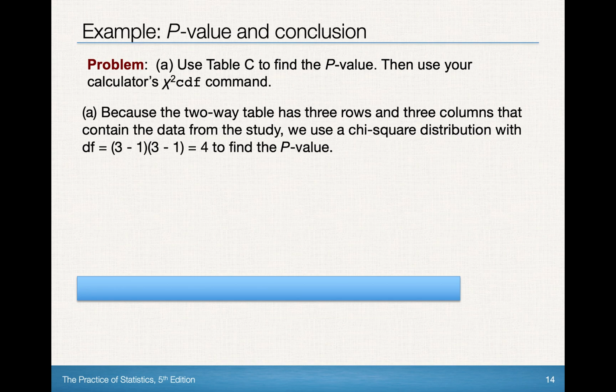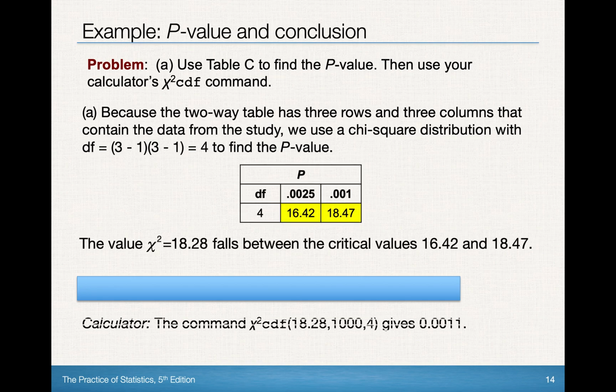And when you paste that and hit enter, you would get a p-value of 0.001. Again, what this slide is showing you is how you would use a chi-squared table, table C. You do not want to use table C. Instead, you would rather use chi-squared CDF.